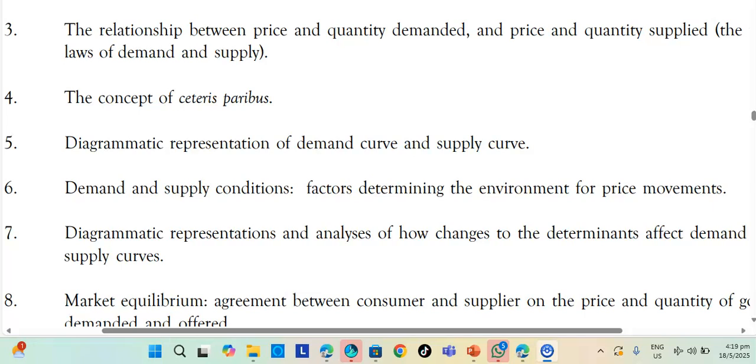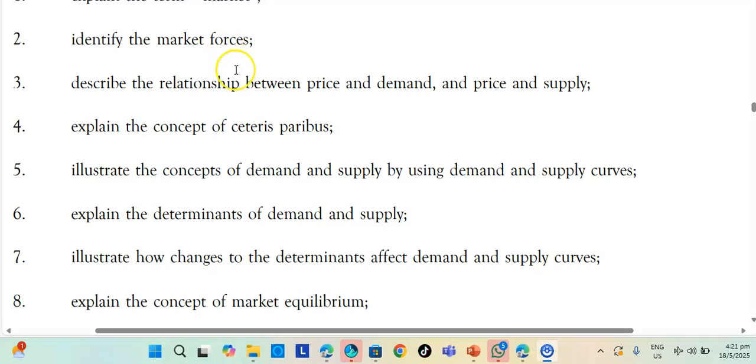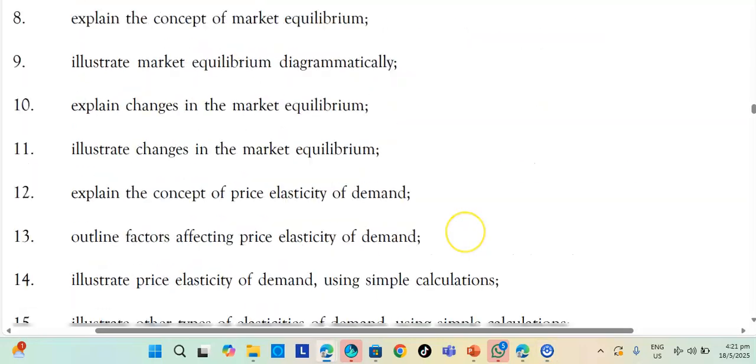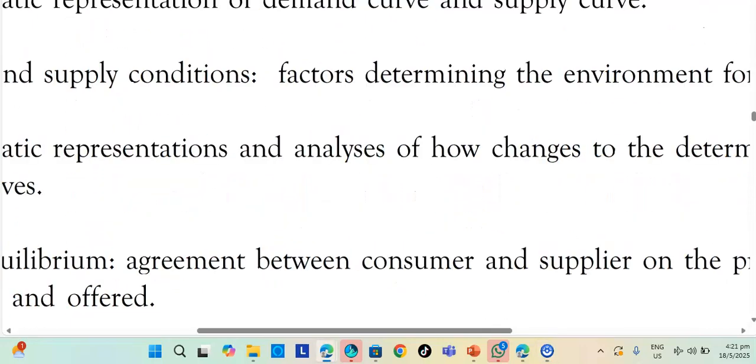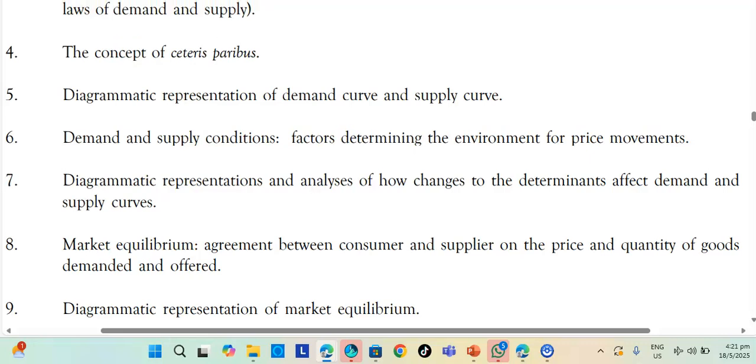Now, demand and supply conditions refer to the factors that affect the behavior of consumers and producers, which in turn influence the price and quantity of goods and services in a market. Now, what are the factors determining the environment for price movement? In other words, what are the determinants of demand and supply? Let's go back down to our content. So we are at number 6.